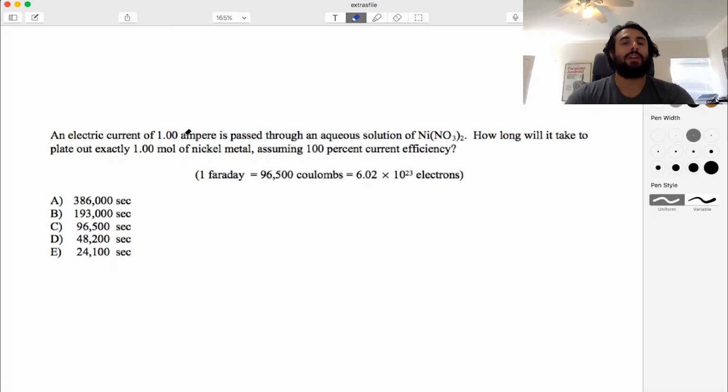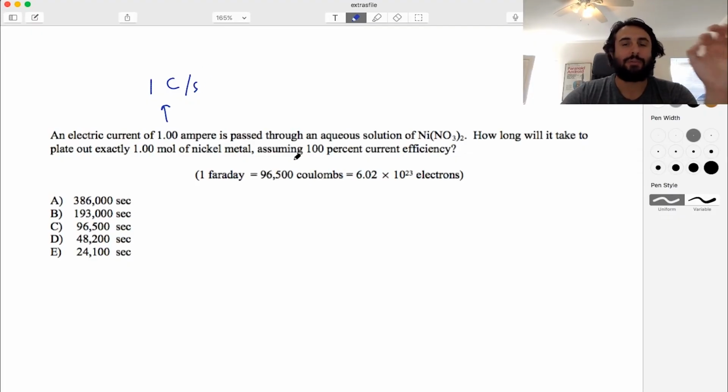So what does this all mean? An electric current of 1 ampere, remember amperes are coulombs per second. So this is 1 coulomb per second. We're talking about, in this context, plating out 1 coulomb of electrons, or we're talking about the charge. We're talking about charge here per second. So 1 coulomb of charge per second.